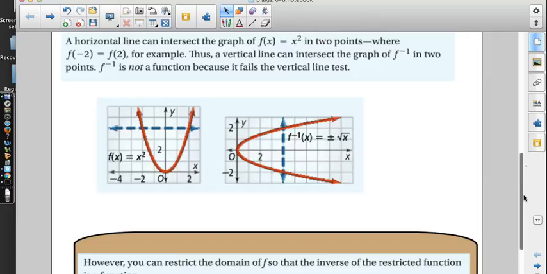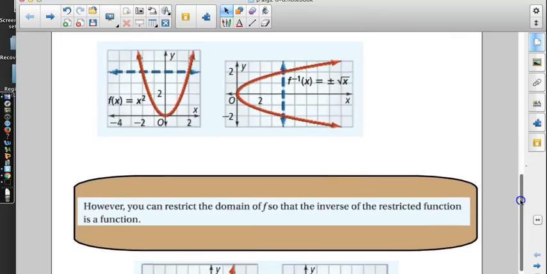So what we know is this. We know how to graph parabolas. We could use the horizontal line test immediately on those parabolas and know the inverse is not going to be a function. It just isn't going to work. So we have a horizontal line test and a vertical line test. The horizontal line test is for inverses, and the vertical line test is for our normal functions. So thus a vertical line can intersect the graph of f inverse in 2 points. F inverse is not a function because it fails the vertical line test.